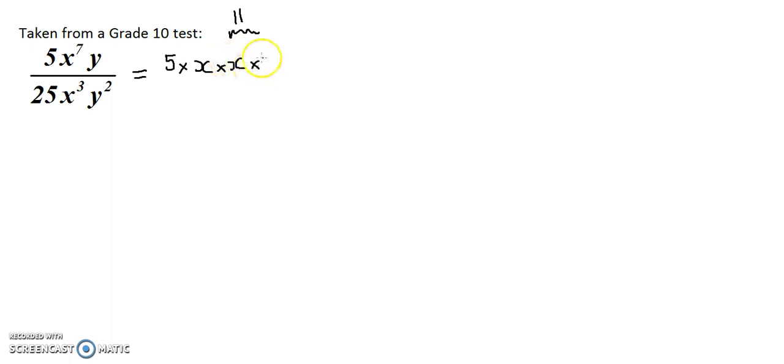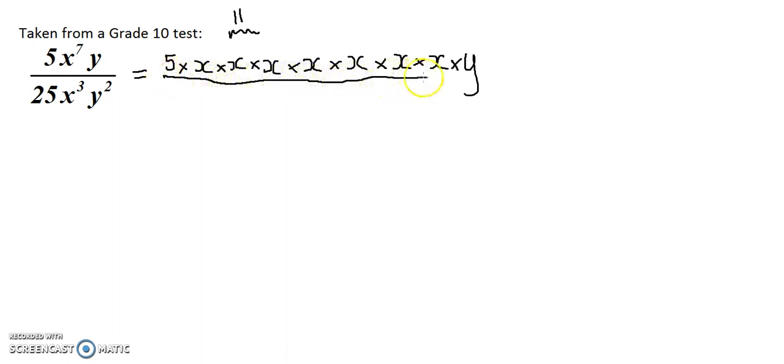So we've got x to the power of 7. How many x's is that? 7 x's. 1, 2, 3, 4, 5, 6, 7. And we've got just one y. Now that's all over 25, which is, of course, 5 squared. So let's write it as 5 times 5.